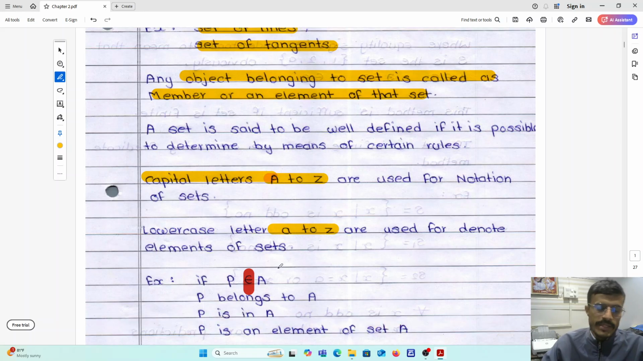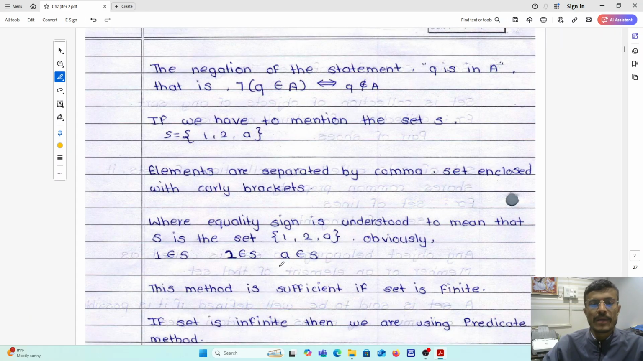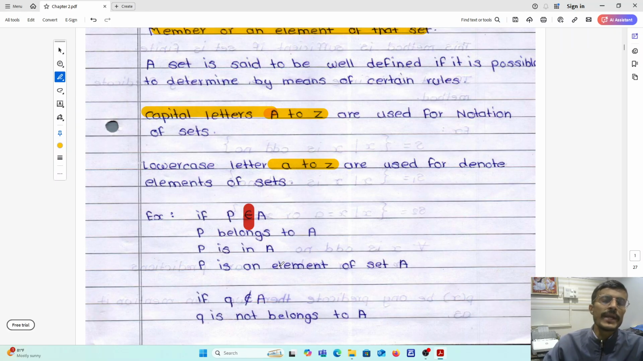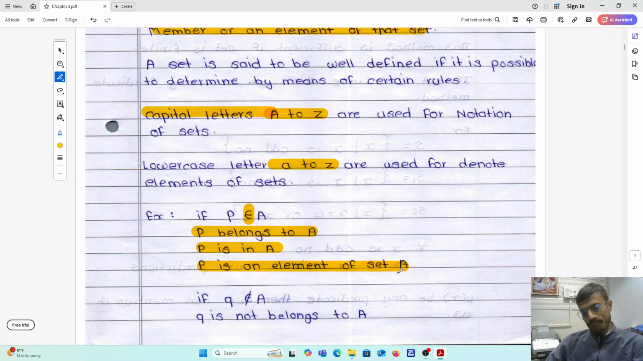And let us assume two elements p and q we are talking about. If p is an element belonging to A, or p is an element present in the set A, then it is written as p belongs to A. This is the symbol for belongs to, and it is read as p belongs to A, or p is in A, or p is an element of A.